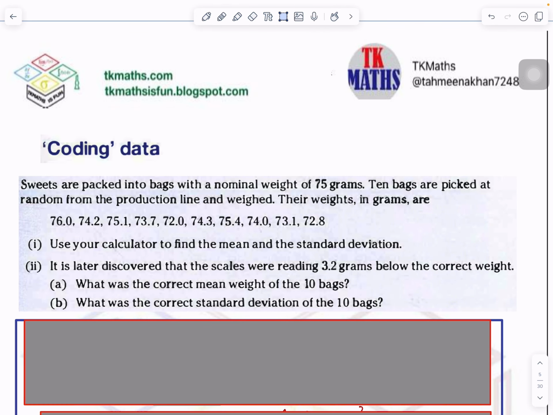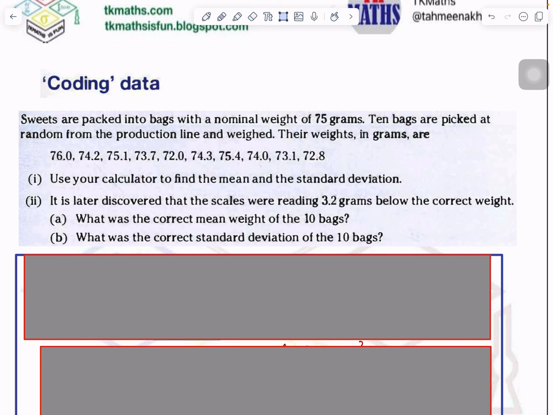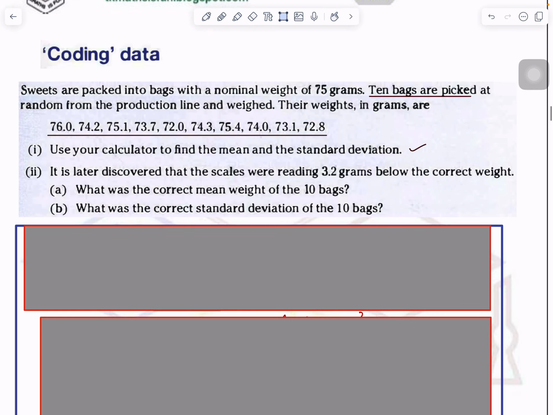So I am showing you one example, and I want you to observe and tell me what you noticed, because this noticing is extremely important. So I will see your observation here. Here the sweets are packed into bags with a nominal weight of 75 gram. 10 bags are picked up, and these are the weights of those 10 bags in gram. Use your calculator to find the mean and standard deviation, just the way we have done in the question of starter. So if you want to pause the video and try it out yourself, you can.